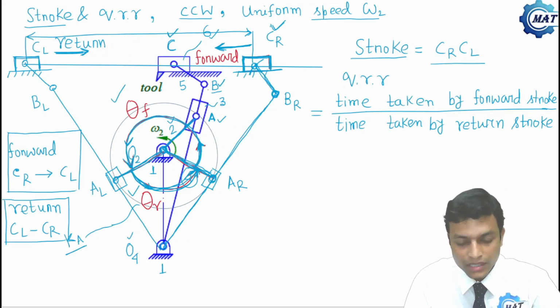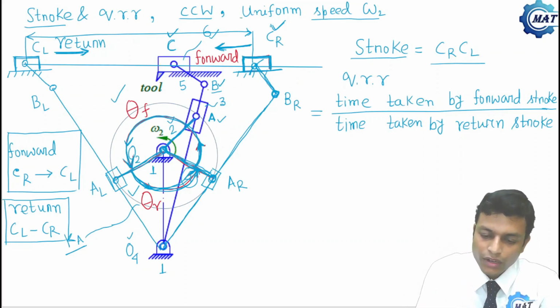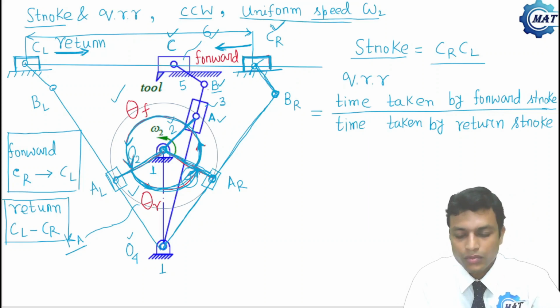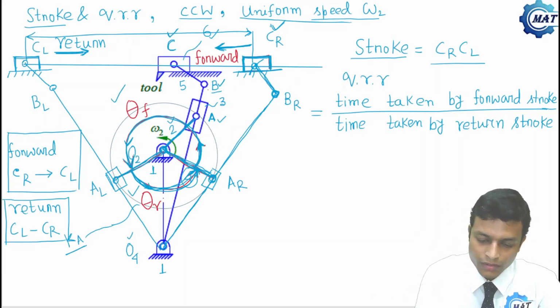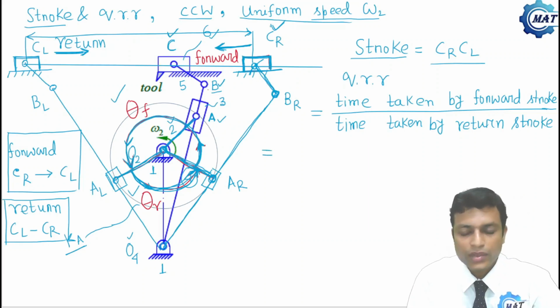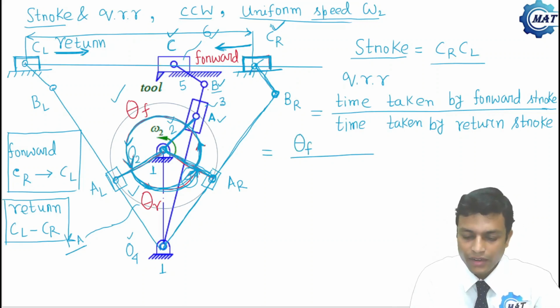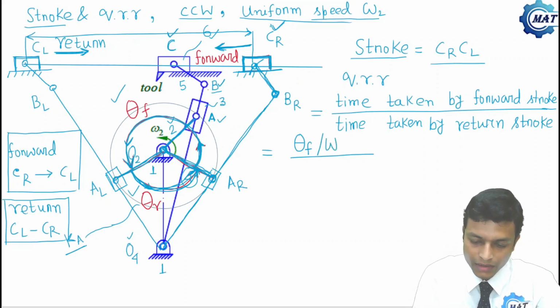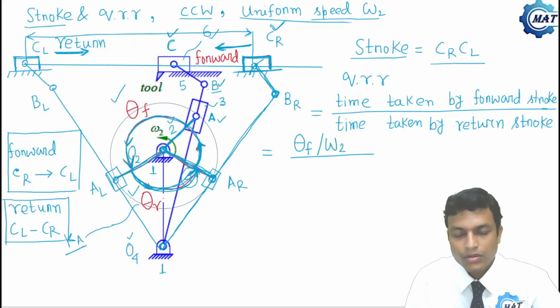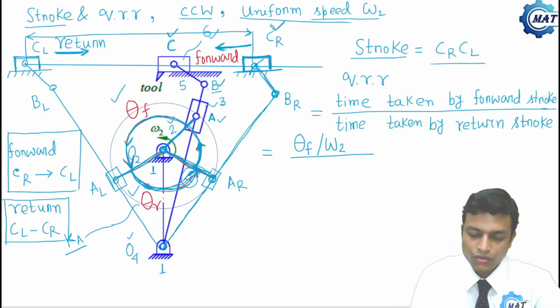Now we have considered that the crank is rotating with uniform speed omega 2. So what is the time taken by forward stroke? Because we know the motion of the crank during forward stroke, the angle traveled by the crank is theta F. So the angle traveled divided by the speed is the time taken by forward stroke.